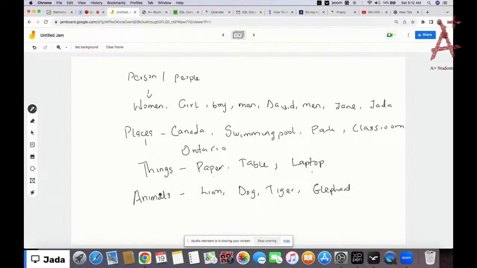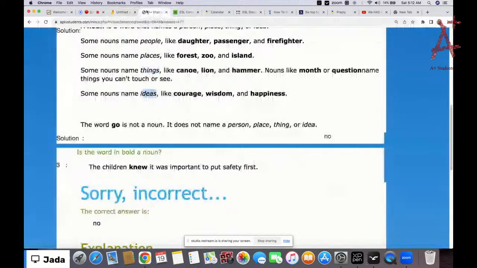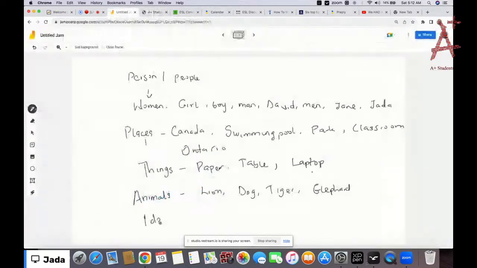And then lastly, we have ideas, right? So for the ideas, we could have invention, argument. Cat. Okay, thank you, Joseph. Cat is for animal, right?